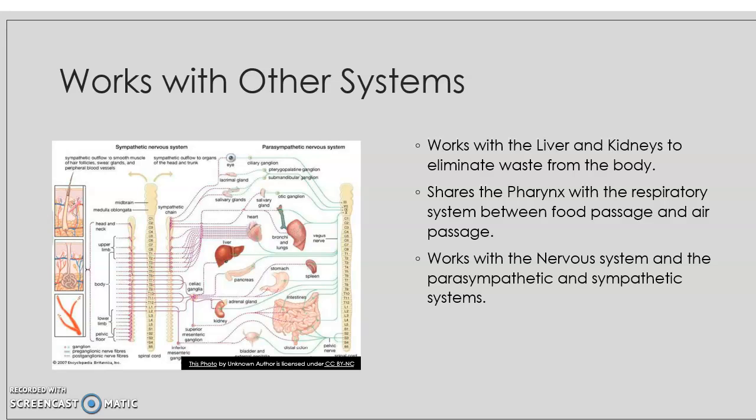It also works with the nervous system and the sympathetic nervous system, telling us whether or not we want to eat, if we can digest or if our body doesn't want to digest, like in fight or flight circumstances.